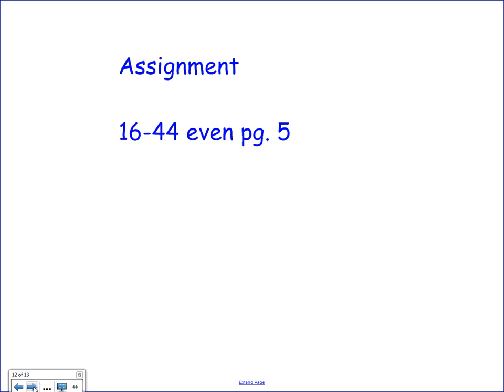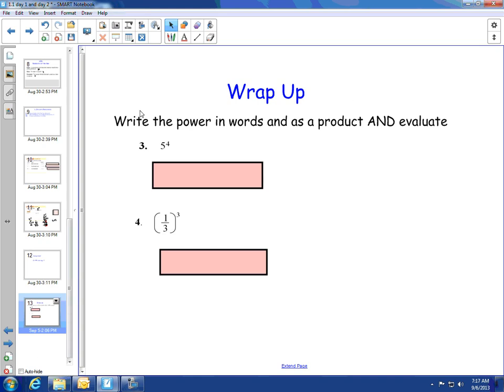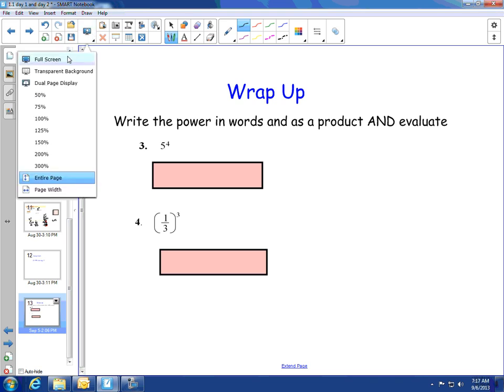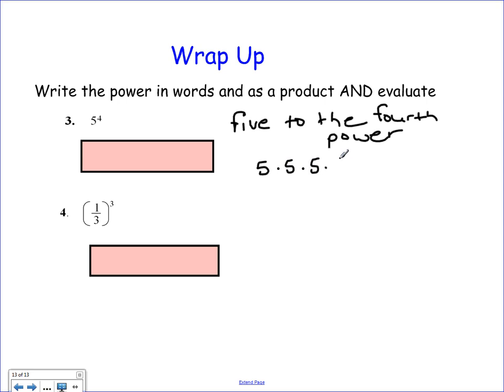Wrapping up our lessons, just to prove that we've met our goal of being able to evaluate expressions with exponents, it says write the power in words and as a product and evaluate. So we have 5 to the 4th power. So if we go over here, somewhere along the way here, I have lost my pen. So I'm going to go up here and grab my pen and go back here. So in words, it would be 5 to the 4th power. As a product, 5 times 5 times 5 times 5.